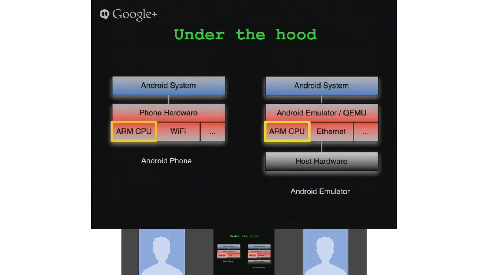So what happens under the hood on the phone? On the left side, you have the phone. On the right side, you have the emulator. The emulator runs on the host hardware. Can somebody tell me what is the bottleneck here? Well, somebody draw the yellow rectangle to help you out.